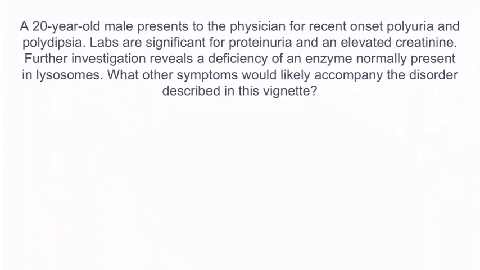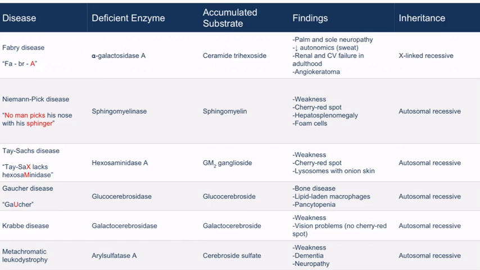Hopefully from the question stem you notice that this patient has signs and symptoms consistent with renal failure. These include polyuria, polydipsia, proteinuria, and an elevated creatinine. We're told that this is due to a lysosomal storage disease and asked what other symptoms would likely be present. From the summary table, recall that Fabry disease is the only lysosomal storage disease that results in renal failure. So other symptoms that would accompany Fabry disease include palm and sole neuropathy, decreased sweat, cardiovascular failure, and angiokeratomas.